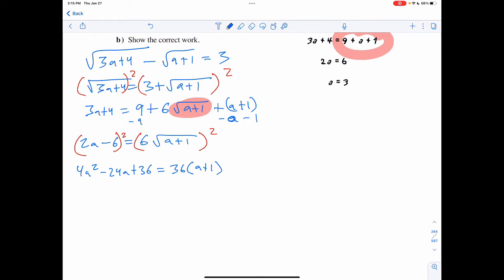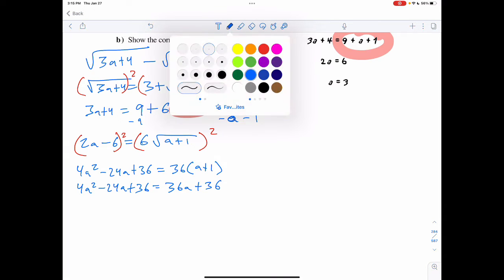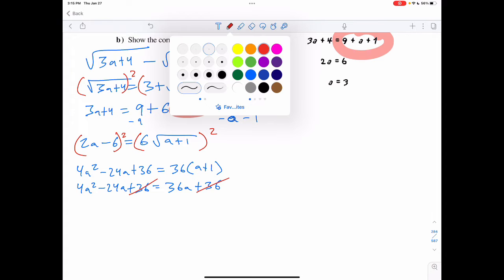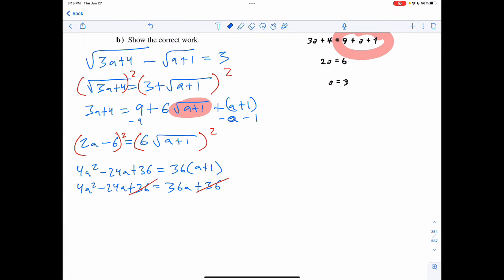Which means I have 4a squared minus 24a plus 36 is equal to 36a plus 36. When I move everything to the left-hand side, I'm going to subtract 36a from both sides. I'm going to subtract 36 from both sides, and lo and behold, the 36s cancel out. They're gone. So what am I left with? 4a squared minus 60a is equal to 0.